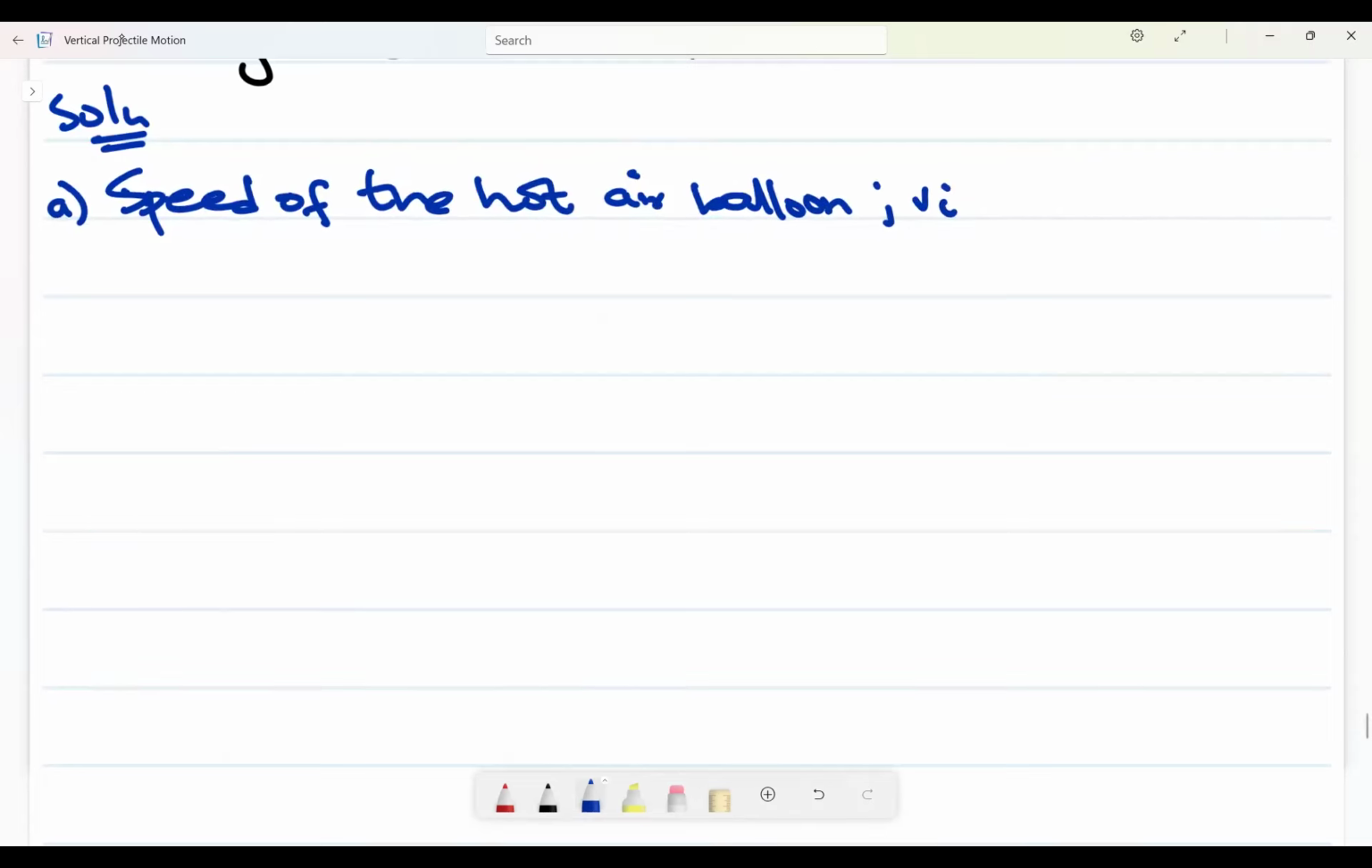And what value is that? The value of it is 8.6 meters per second. This is us answering. It shows the speed of the hot air balloon, then its quantity is 8.6 meters per second.